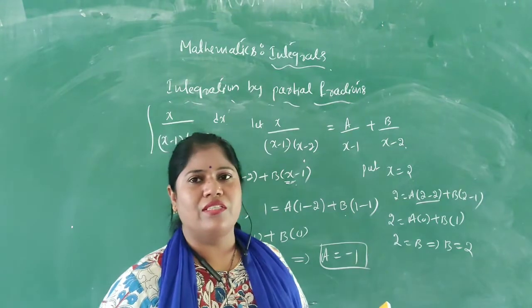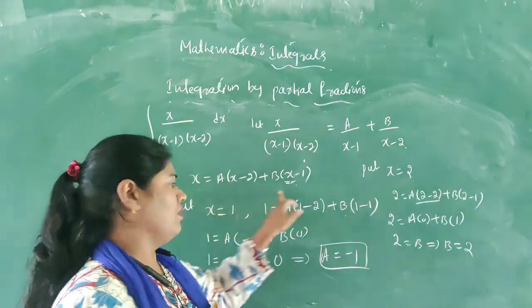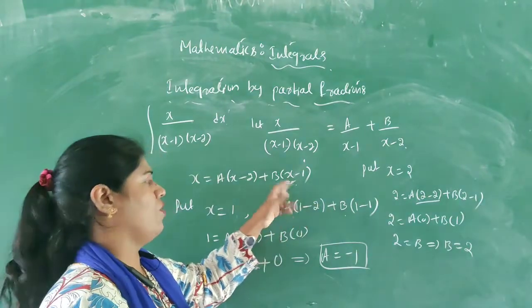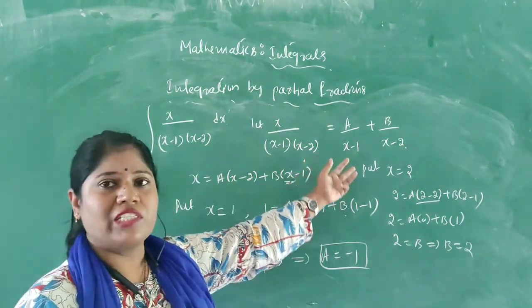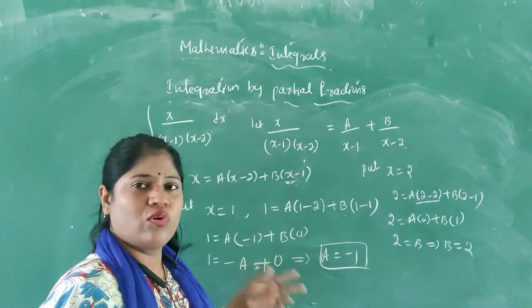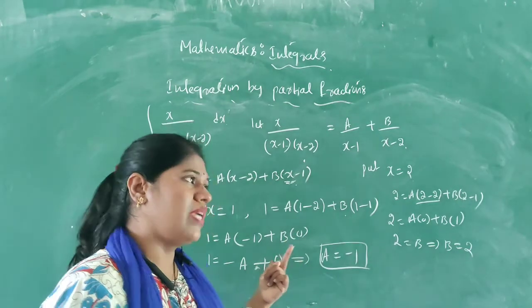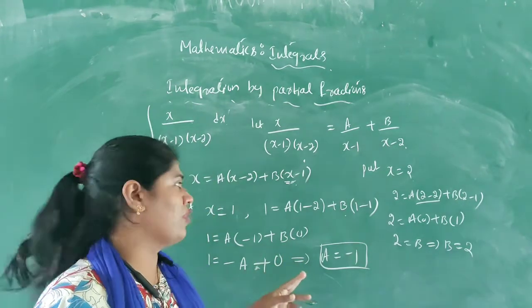So it is very easy, okay? You have to practice it. So try to learn this statement equation, how to write this equation. If it is a linear equation, you have to write the partial fraction like this. If it is the quadratic equation, I told you, A divided by x plus B, x plus C divided by Ax plus Bx plus C form you have to use, okay?